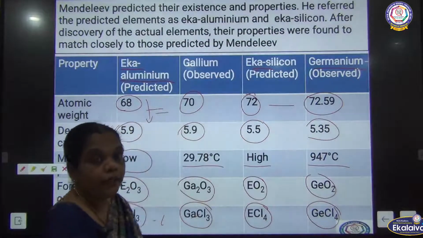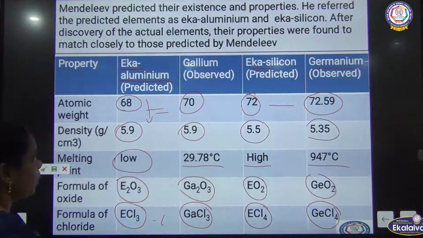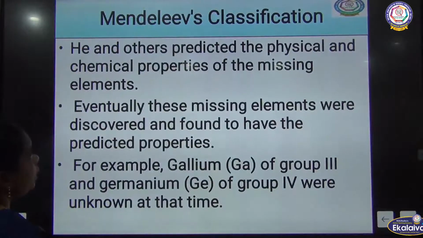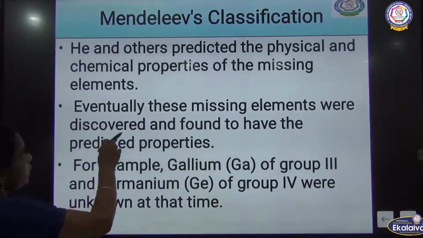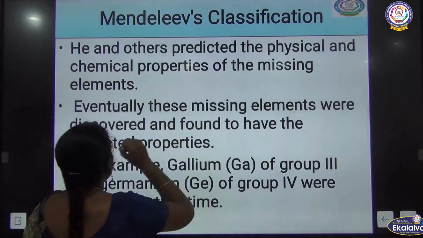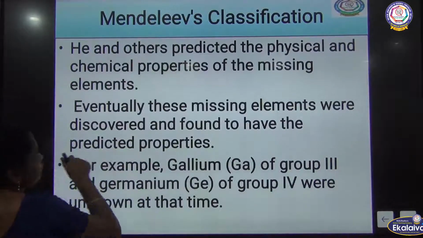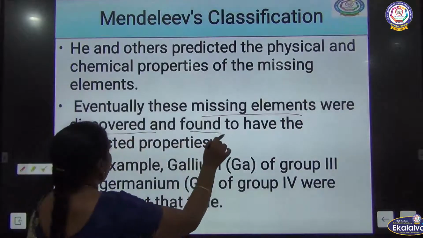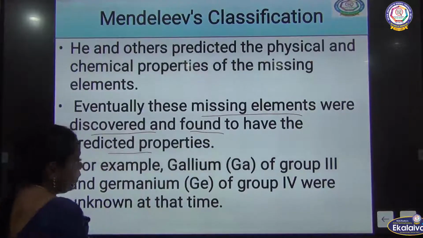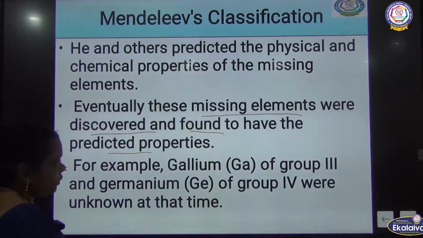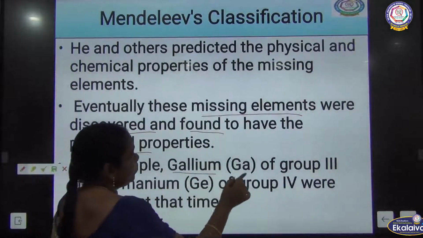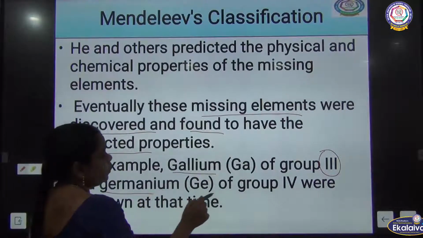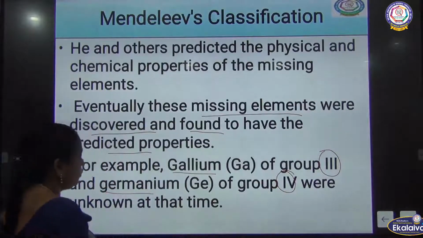So he predicted, now listen, the physical and chemical properties of the missing elements. The missing elements were discovered and found to have the predicted properties. So the discovered element gallium is placed in the third group, and germanium is placed in the fourth group.